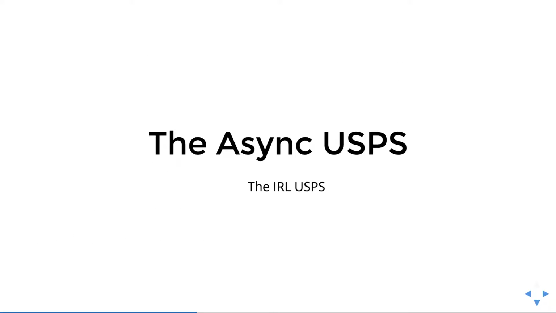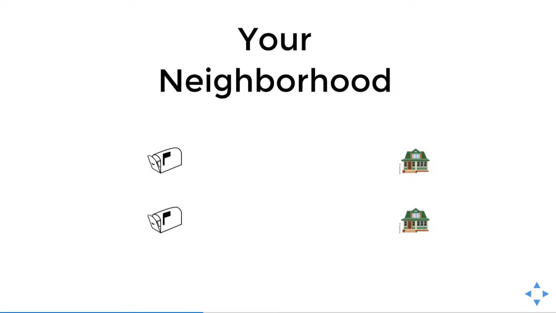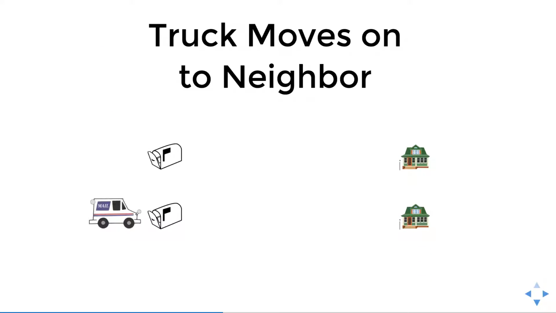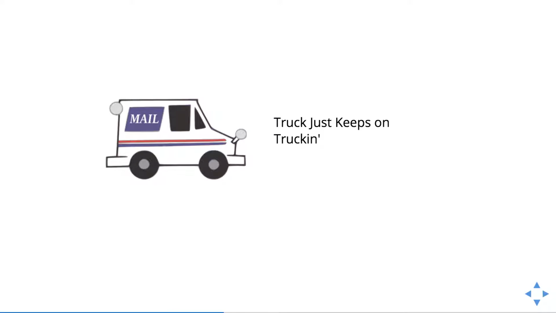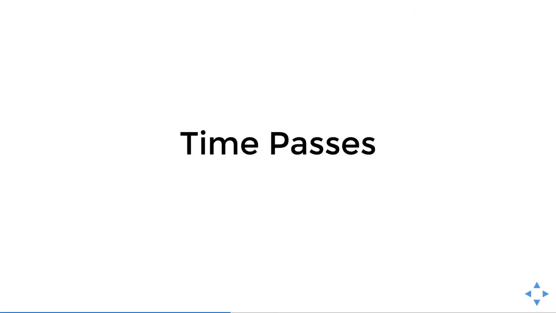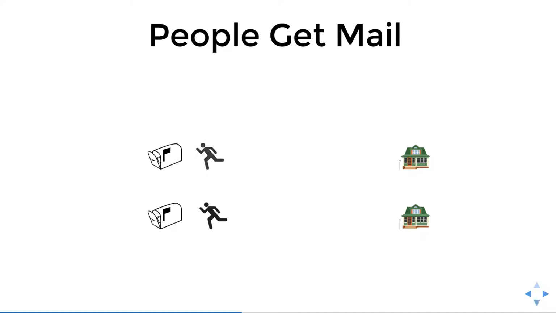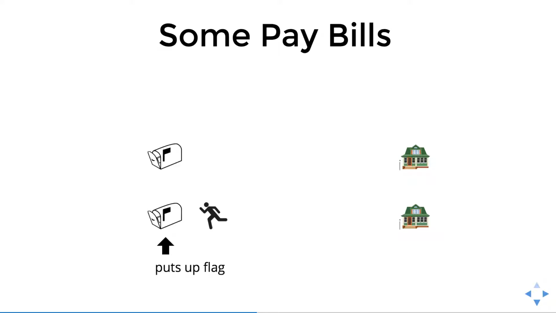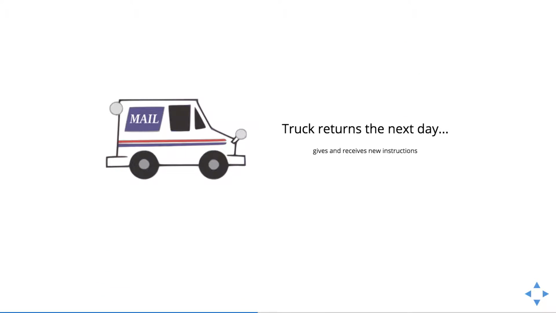All right, so let's talk about the real life UPS and how it works. Your neighborhood, the truck comes and drops off mail. Truck goes on to the neighbor. The truck just keeps on trucking. And time passes and people get mail. And they read their mail. Some pay their bills and they put their flag up saying, hey, I got something for you, right? And then the truck returns the next day and it kind of repeats the process. It grabs new instructions if there's a flag up kind of thing. Or it just gives new instructions, that kind of thing.